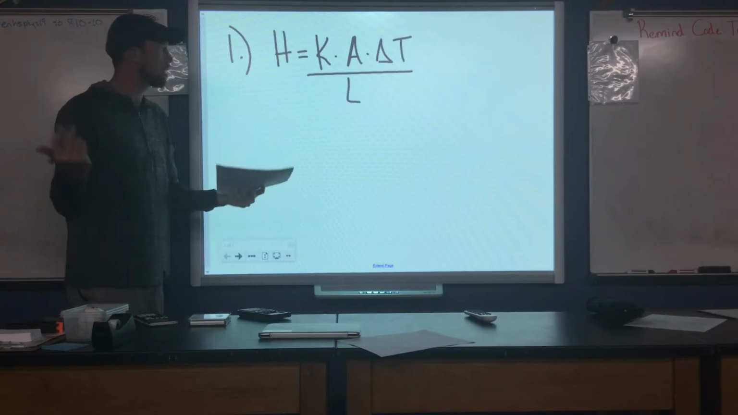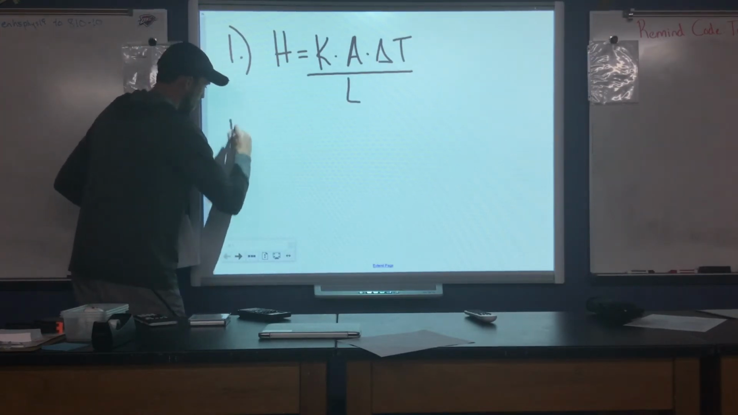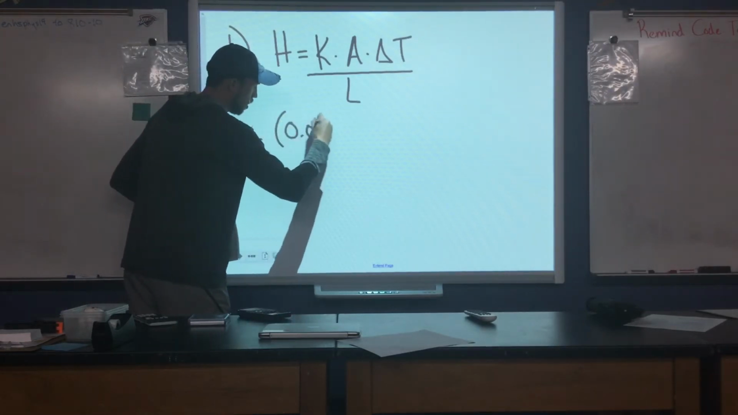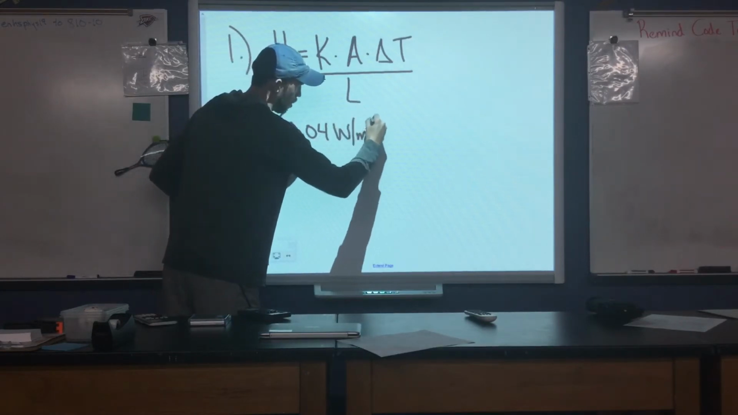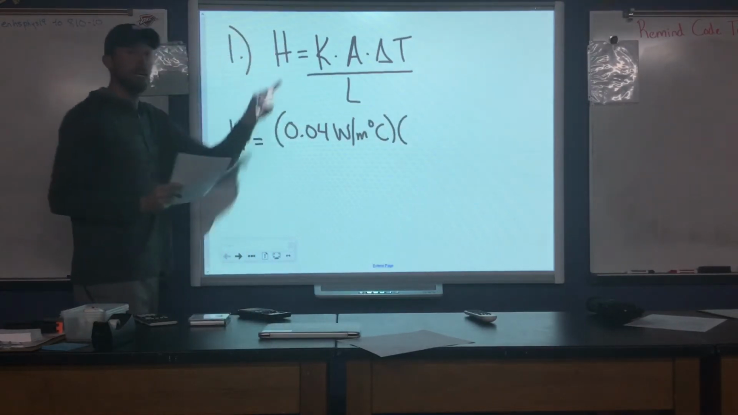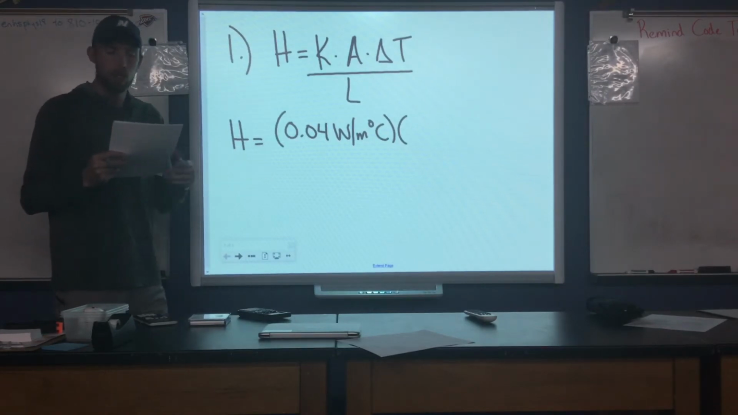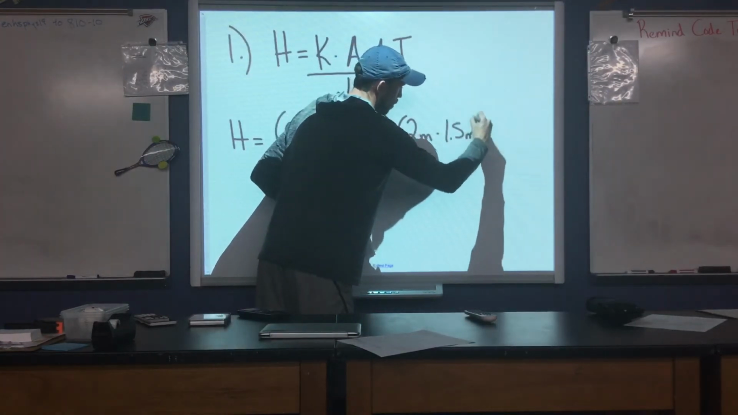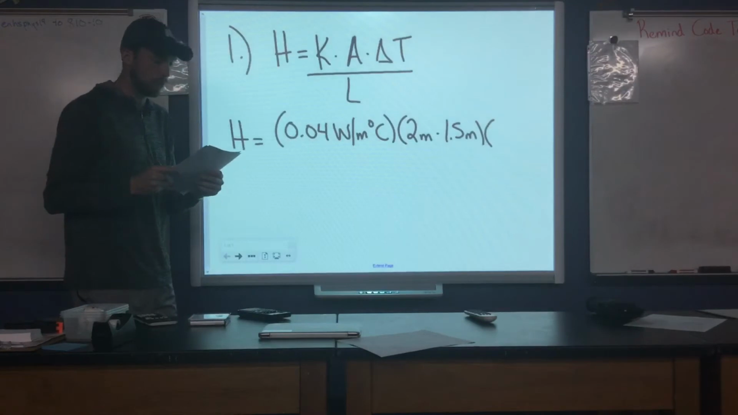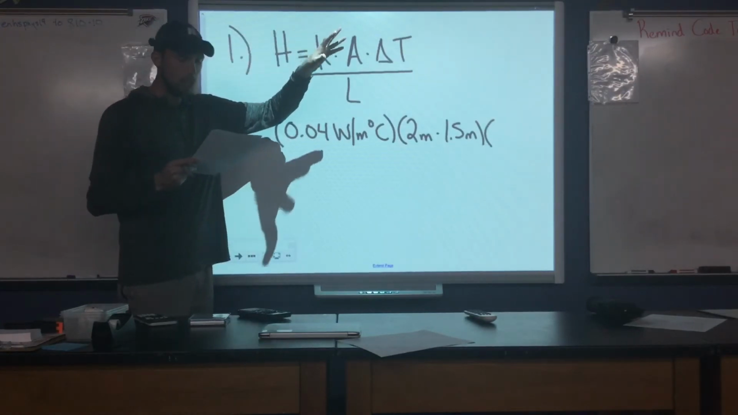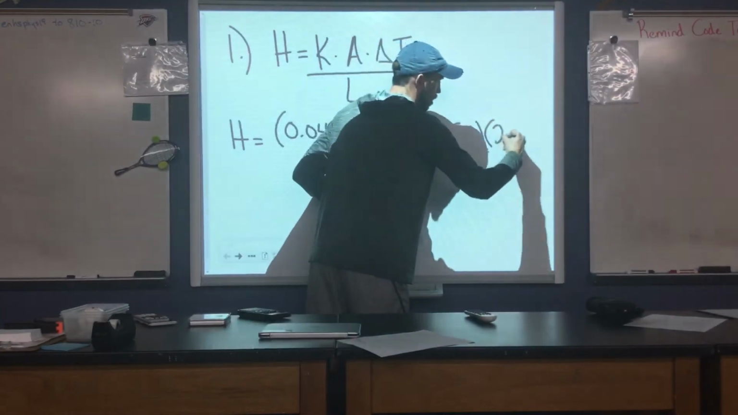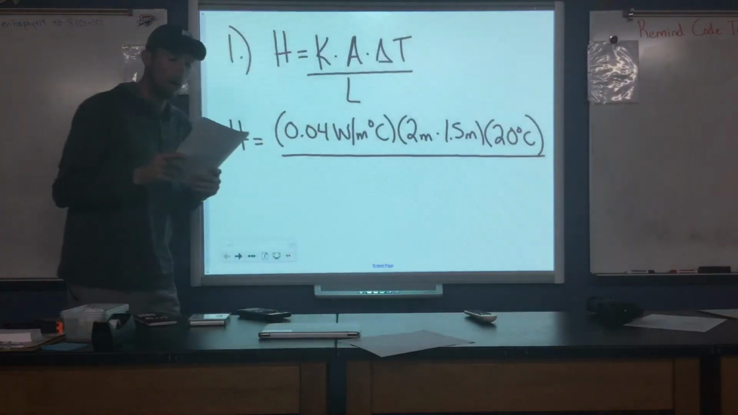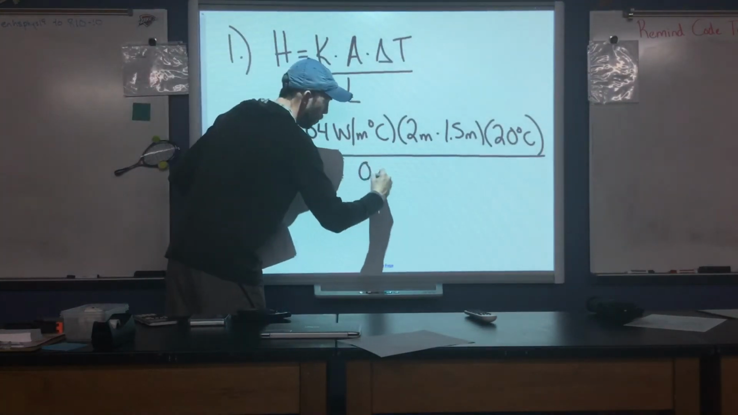So here, we'll take some of the values that were given and see if we can find our heat transfer rate. So H is equal to our conductivity, which we're told is 0.04 watts per meter degree Celsius. The area of our shape looks like a square, 2 meters by 1.5 meters, so we'll multiply those dimensions to get our total area. Delta T, our temperature difference. So we had a warm blanket that was 30 degrees Celsius, the cold bed which was 10 degrees Celsius. So the difference there would be 20. And divided by the thickness of our object here, 1 centimeter, or 0.01 meters.